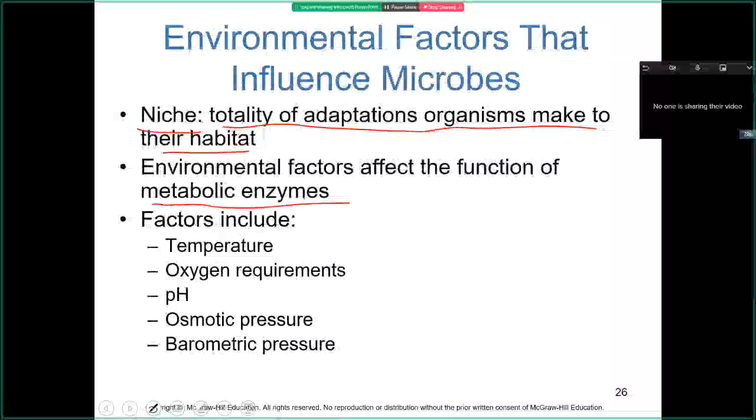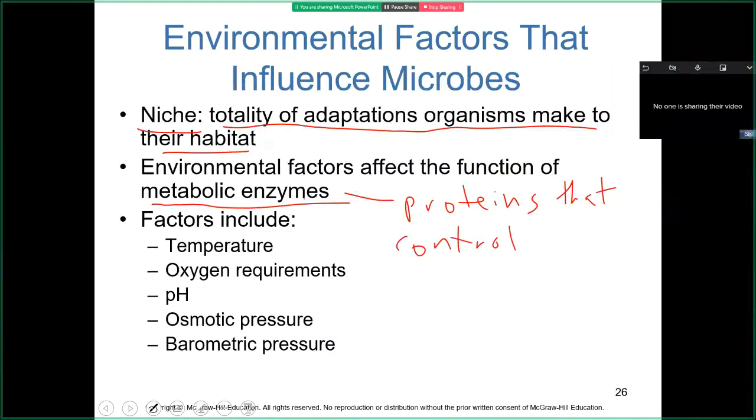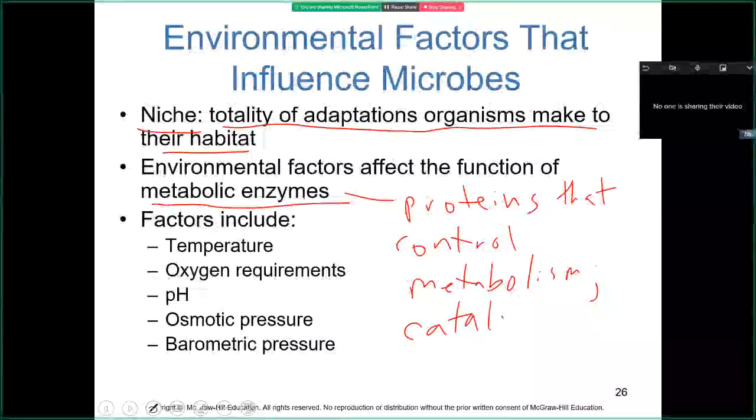So the enzyme affecting, and remember, enzymes are proteins that are genetically determined. So your genes basically code for these proteins that control metabolism. They are the catalysts. That's another word we use for them. They're catalysts. They make metabolic reactions happen.